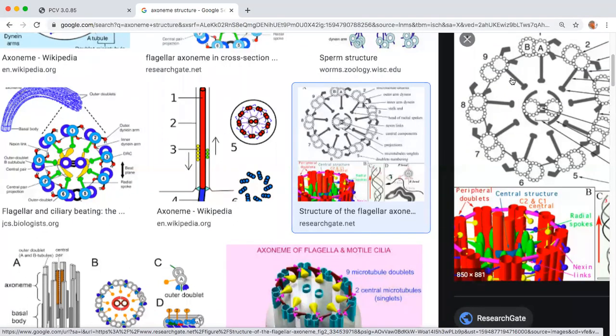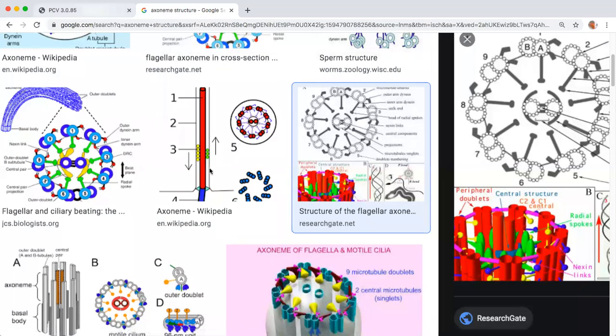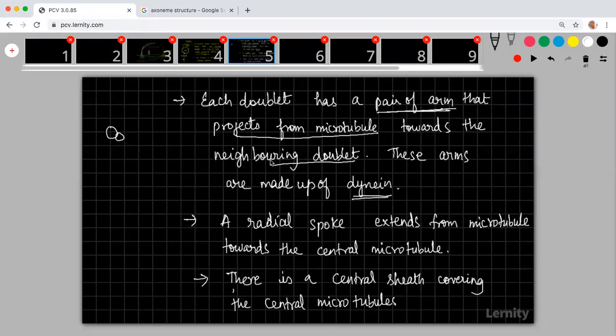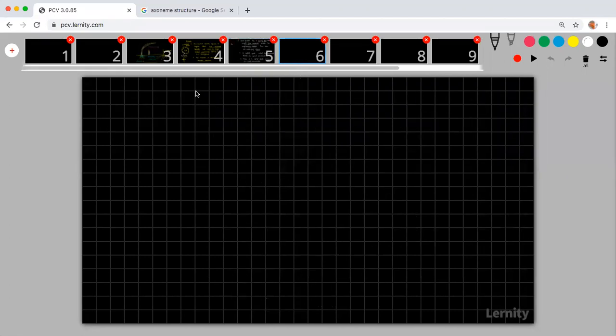Are you guys able to understand? So this is the structure. This is how your axoneme is structured. So with this, axoneme is over. Now we'll move on to the basal body.